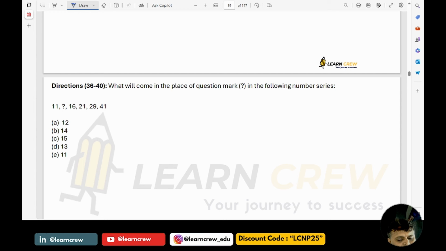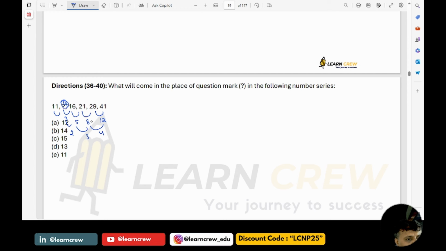First, find the missing term: 11, ?, 16, 21, 29, 41. If you see here, 29 to 41 the difference is 12, 21 to 29 the difference is 8, 16 to 21 the difference is 5. So here the difference of difference is 4, here the difference of difference is 3, so here the difference of difference must be 2. That means the difference is 3. 3 plus 2 is 5. Here the difference 3 means this term has to be 14. 11 plus 3, 14. So answer is 14.